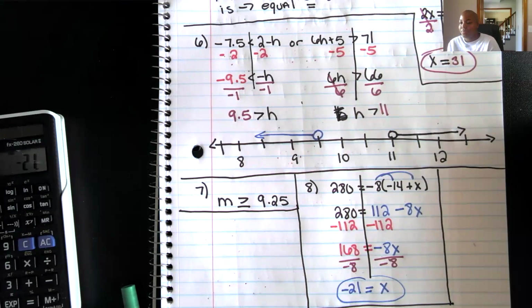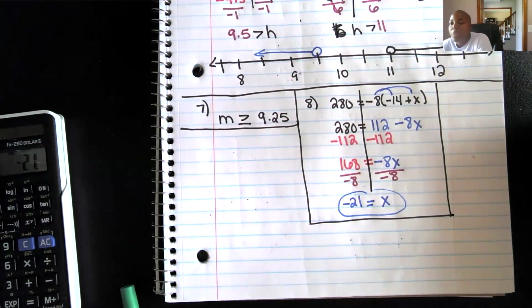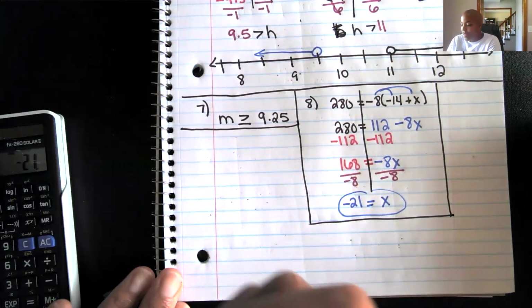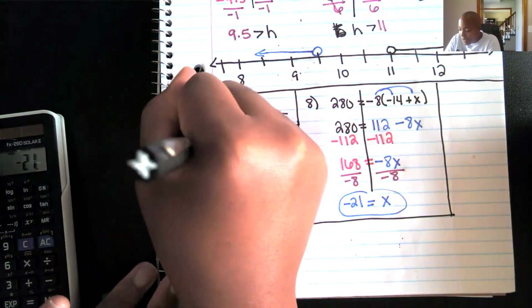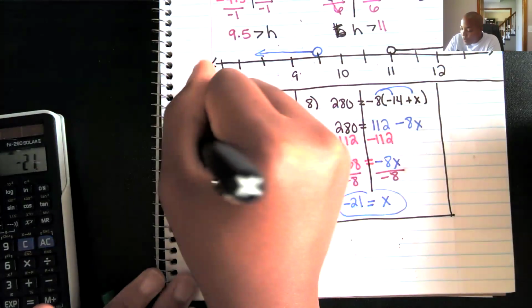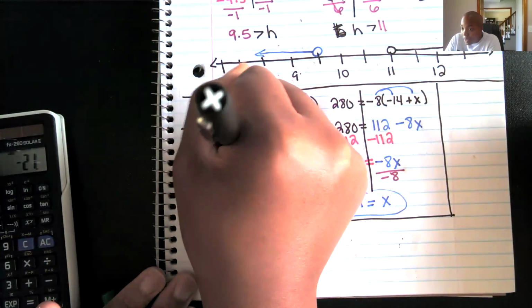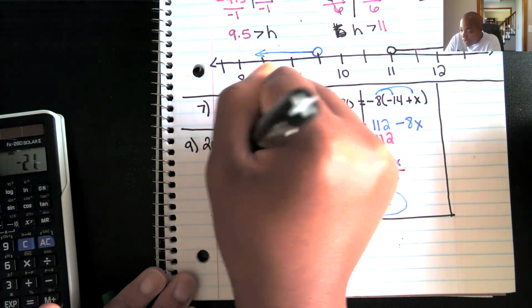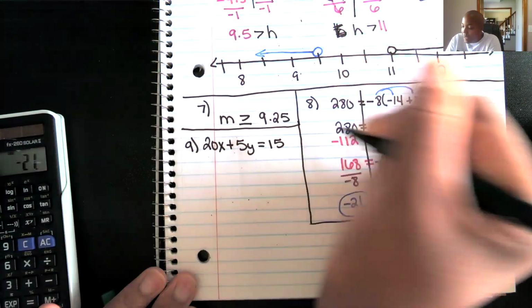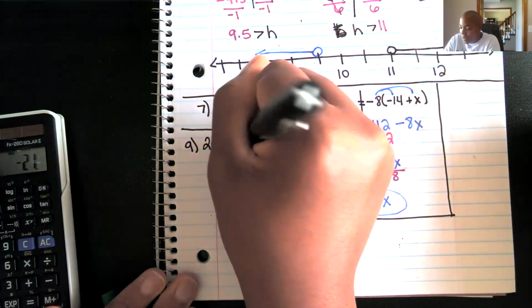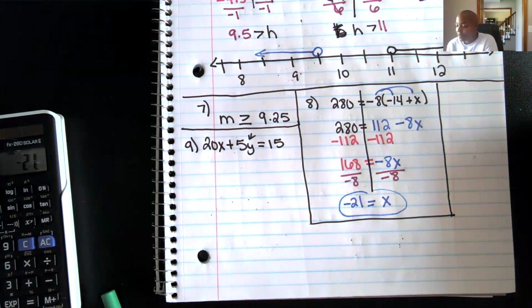Number 9. Solve 20x plus 5y equals 15 for y. I don't think we can fit it there. So we will go over here. So we have 20x plus 5y equals 15. And we're solving for y. Trying to get y by itself.